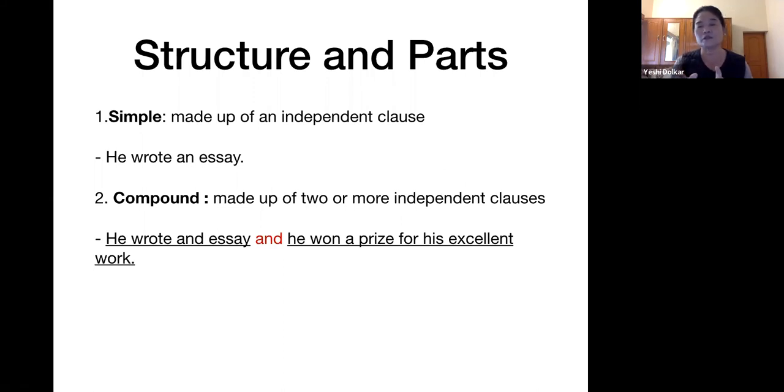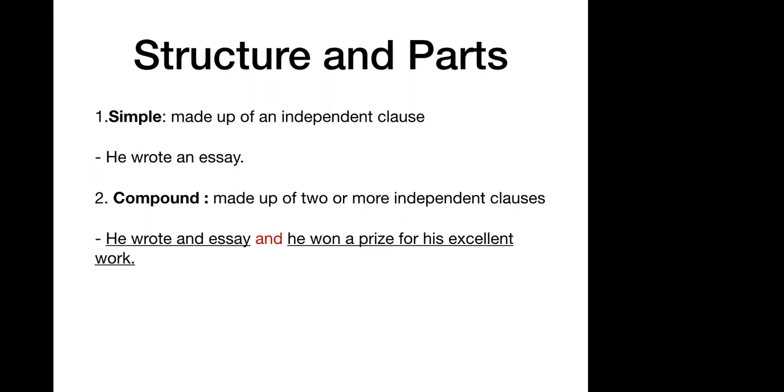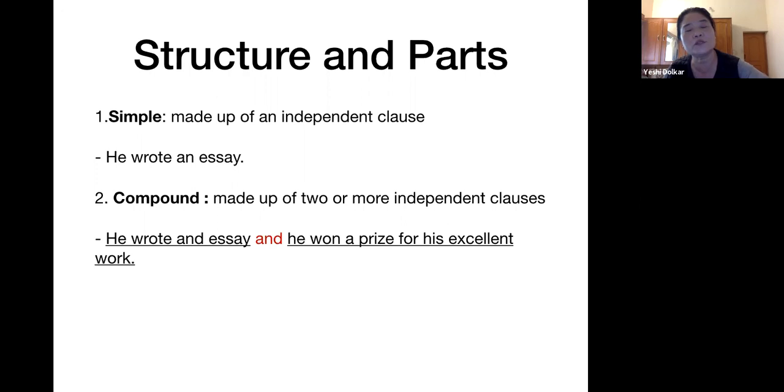All right. So such a sentence where you have two independent clauses joined by a coordinating conjunction, this kind of a sentence is called a compound sentence. He wrote an essay, full stop. He won a prize for his excellent work, full stop. Because they're independent, they have their own meaning there. But you can write this as one sentence by using coordinating conjunctions. Okay, so that's how you get a compound sentence.